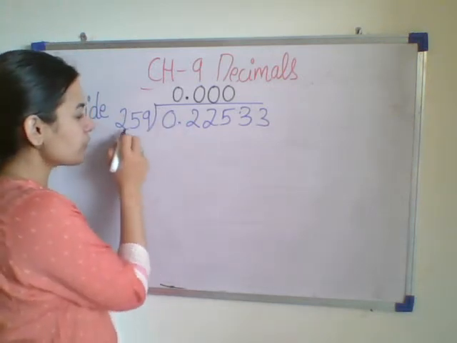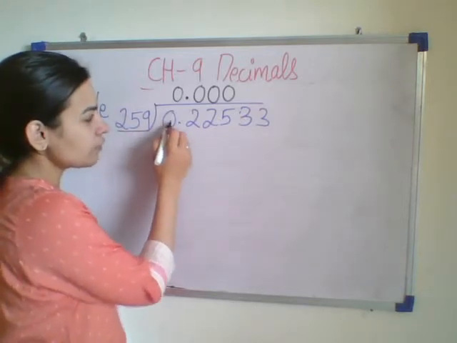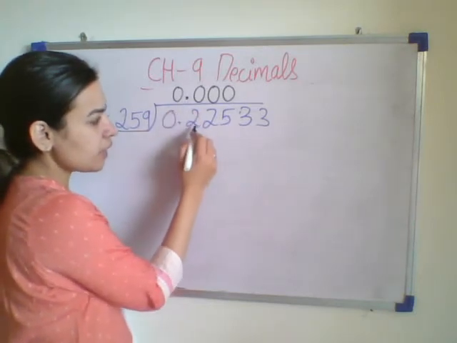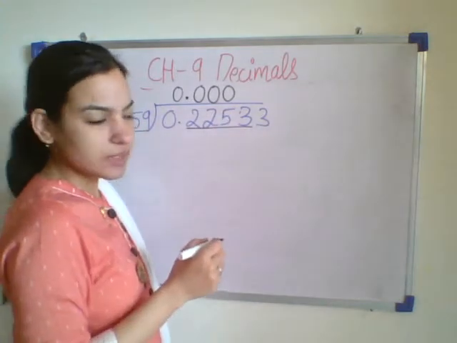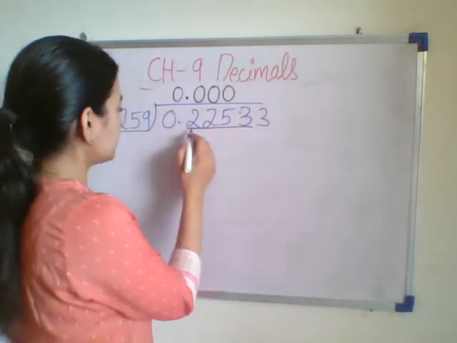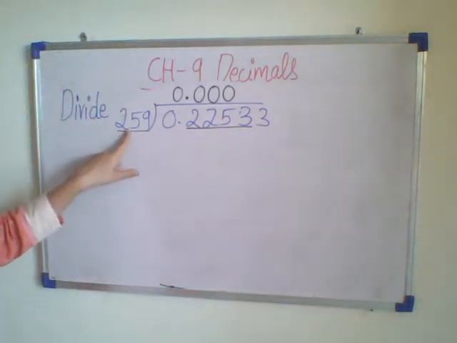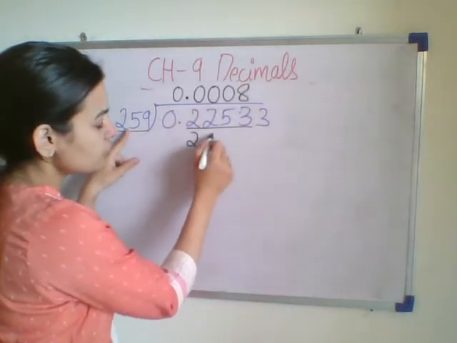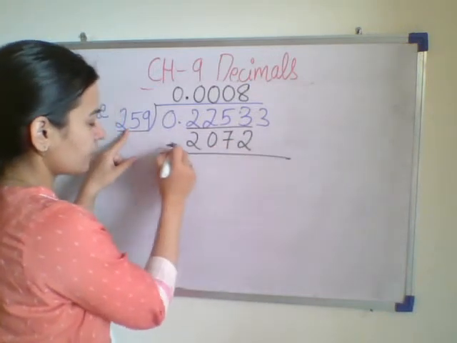So how to do the division? Here 259 is there. So what have we done? We have first of all put a 0 and a decimal, and we have taken these 4 digits and put 3 zeros here, and then we have to take the table of 259. So 259 8s are 2072.